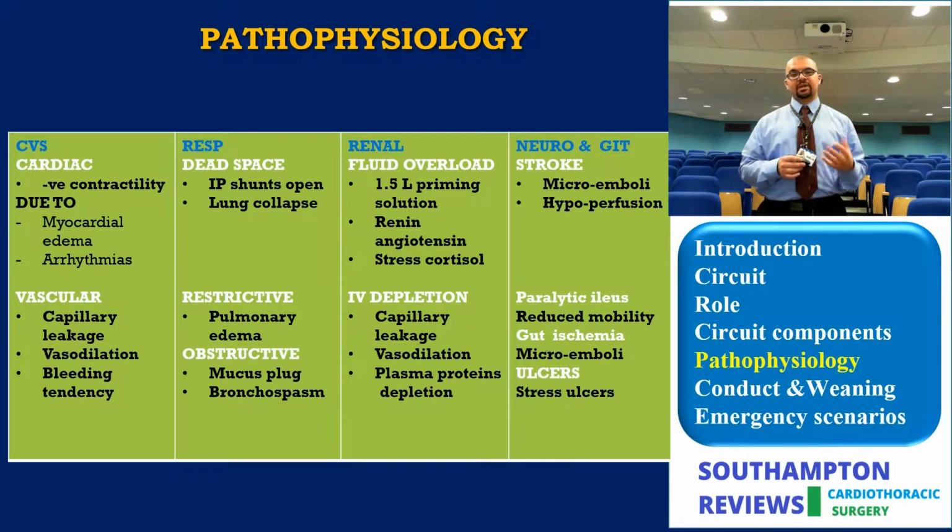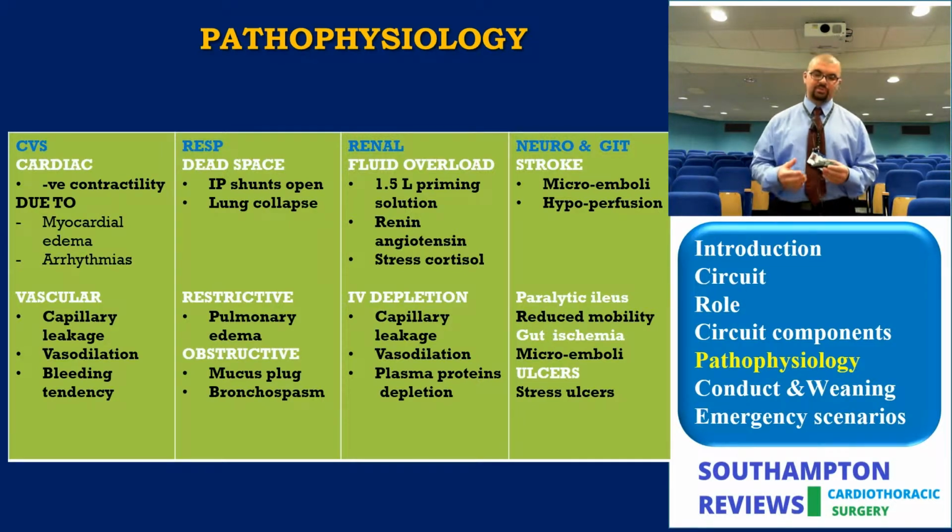Vascular-wise, we are suffering capillary leakage in here, vasodilatation and bleeding tendency. Respiratory-wise, again, negative ventilation effects. Why is that? Due to IP shunts, lung collapse, obstructive factors such as mucus plugs and bronchospasm due to edema in the bronchial tree, as well as restrictive factors such as pulmonary edema, again due to capillary leakage and vasodilatation.